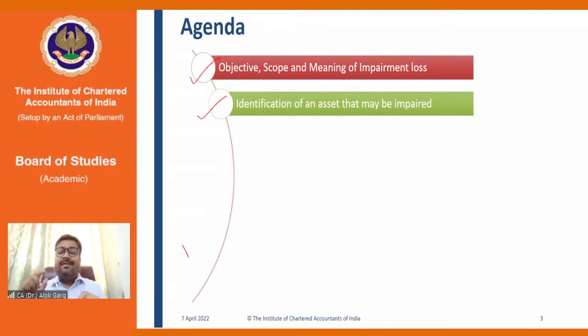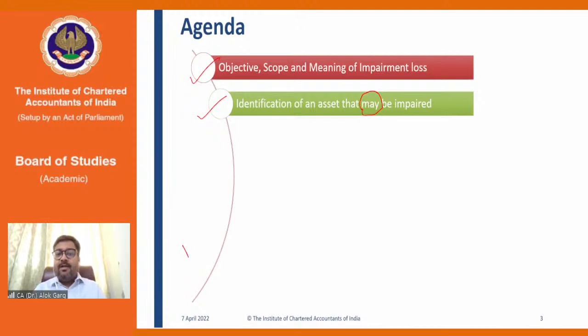So that is why this standard gives you a guidance that you need to identify an asset which may be impaired. The word is not which shall be impaired. The word used is which may be impaired. What does it mean? It means it can be impaired, it cannot be impaired. It means impairment may be there, impairment may not be there. Okay. So identification of an asset that may be impaired.